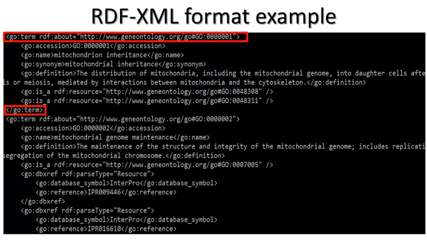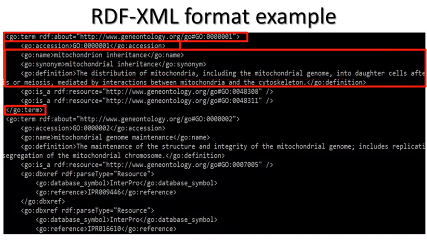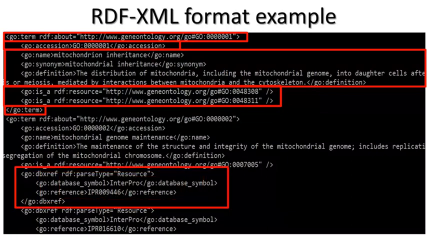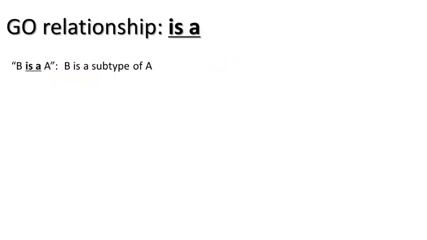You may notice that this structure looks very similar to an HTML file as well. The GO accession number is given here between <go:accession> and </go:accession>. The name, synonyms, and definition are given here. The relationships to other terms are specified here. In the second term shown here, the cross-reference to its corresponding entry in the InterPro database is specified as IPR009446. The definition of relationship deserves a closer look.